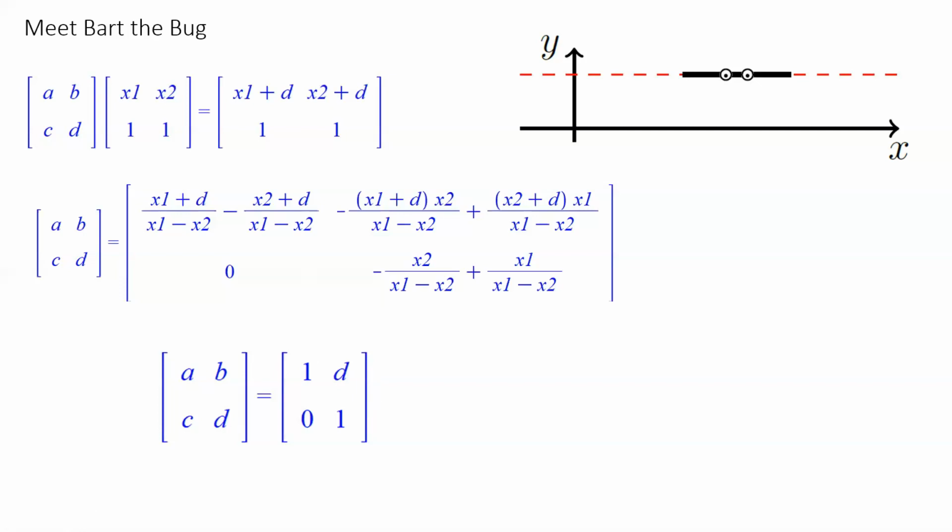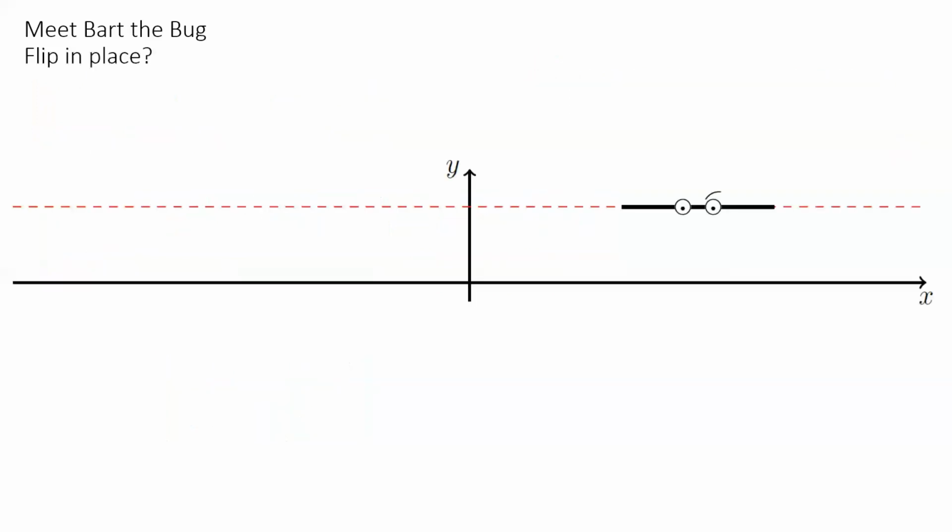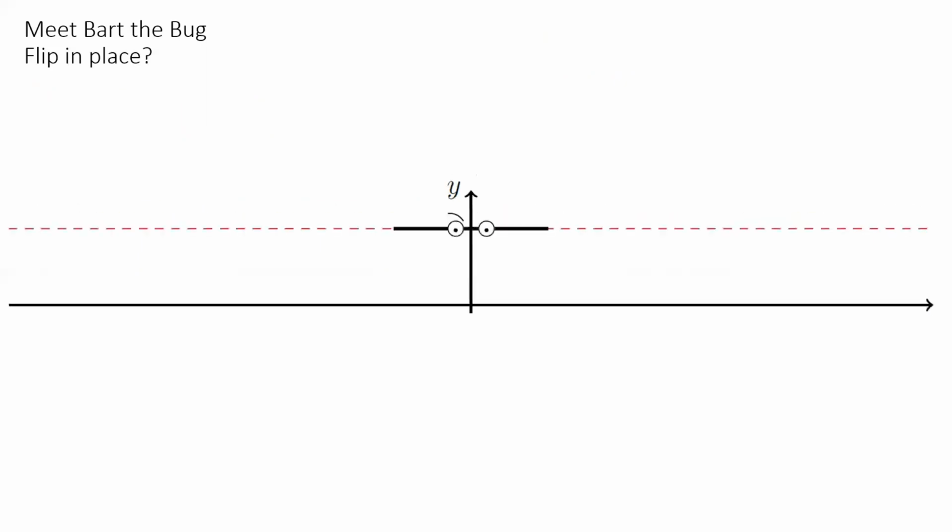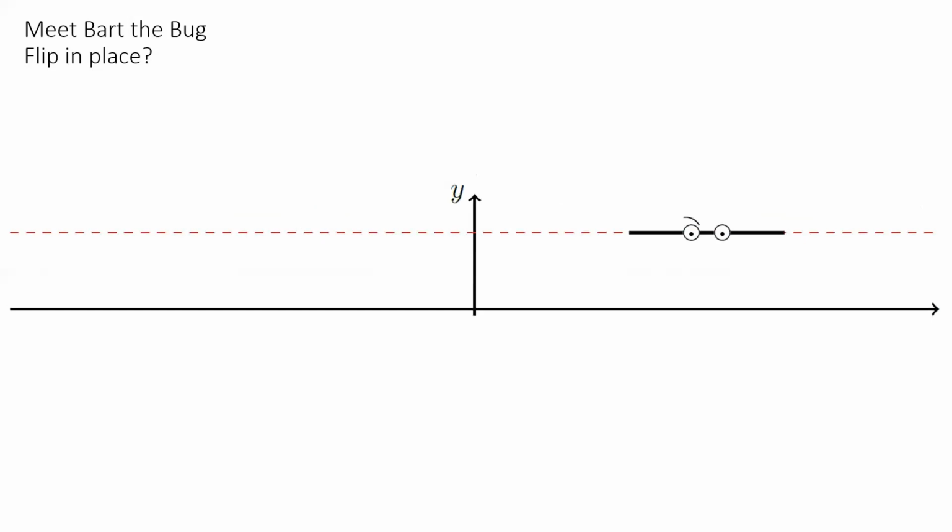Now, what if I want to flip him? I know how to flip the entire plane over the y-axis. I just use that, -1, 0, 0, 1. I use one of those matrices we already came up with. But what if I just want to flip him in place? So he's here. I'm going to have to move him to the center and then flip him and then move him back. So let's see how to do that with matrices.